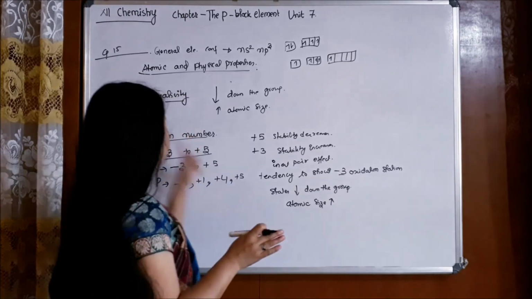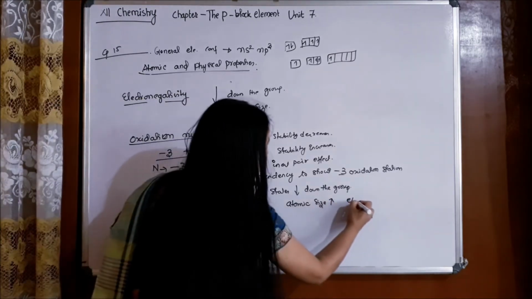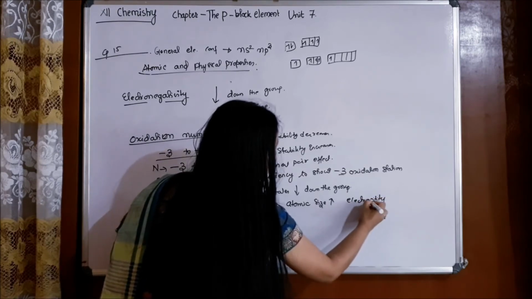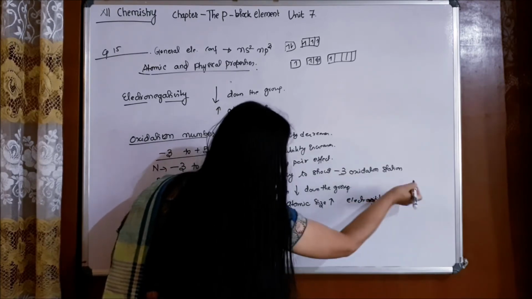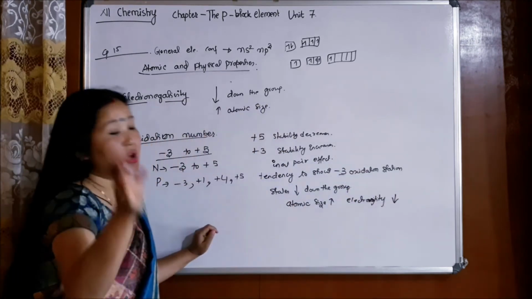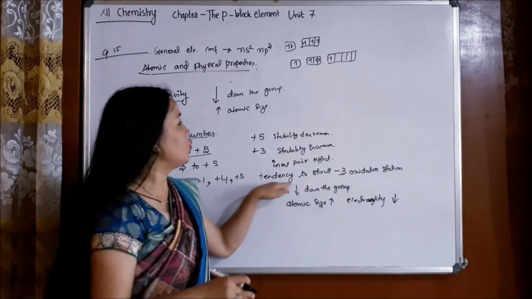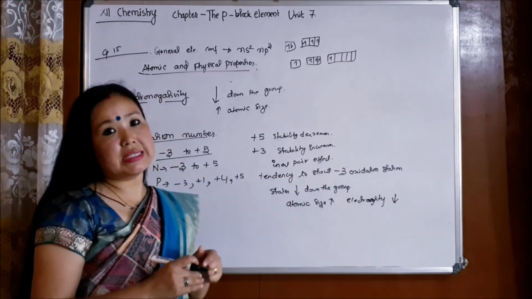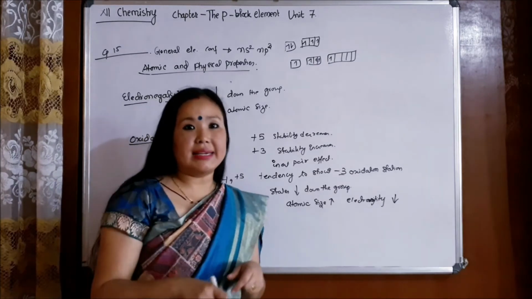But what we have studied is electronegativity, which is the electron pulling tendency, and it decreases down the group. So because of that, the tendency to show -3 oxidation state down the group decreases.